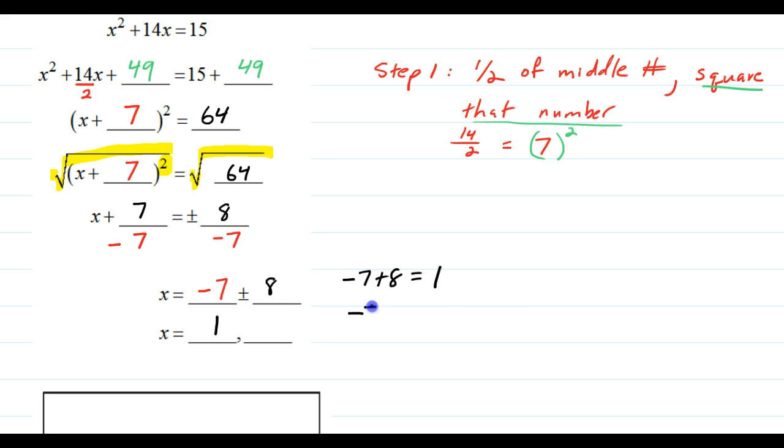And now I need to do negative 7 minus 8. That's because of the plus or minus. I have two different operations. I have to add them, then I have to subtract them. So negative 7 minus 8, they have the same sign, so you add them up and keep the sign, is negative 15. So if I did negative 15 squared plus 14 times negative 15, that's going to equal 15. So I found both answers to this problem.